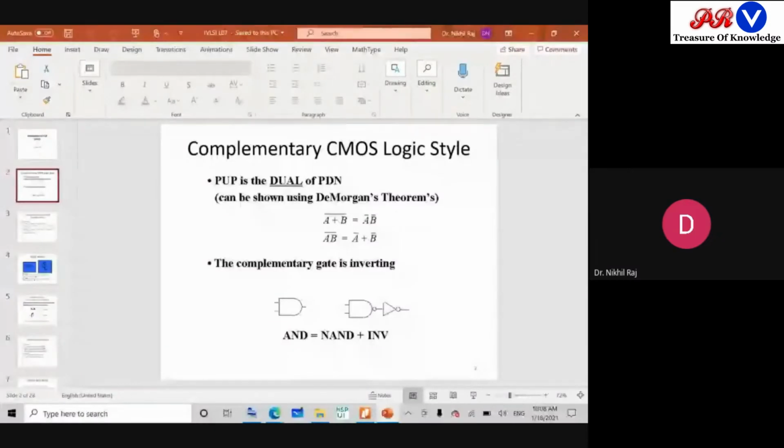All of you must have been aware till now that for the pull down network the NMOS is preferred, and for the pull up network the PMOS is preferred. And why is it? Because of the voltage swing, there would be a threshold voltage drop if we interchange the elements. So there are two subdivisions in the CMOS logic: one is pull up and one is pull down.